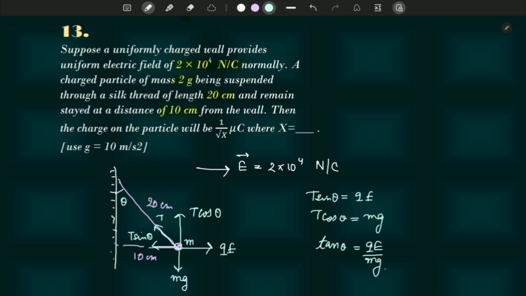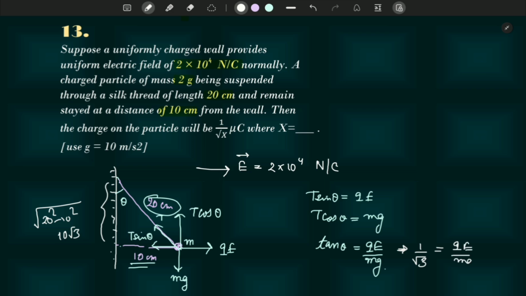Now the ultimate goal is to find tan theta. See in this triangle, the purple triangle, the hypotenuse is 20 centimeter, the base is 10. So I can find this side. This side is 20 square minus 10 square, so 400 minus 100, 300. So 10√3. So tan theta is 1 by √3, and this equals QE by mg.